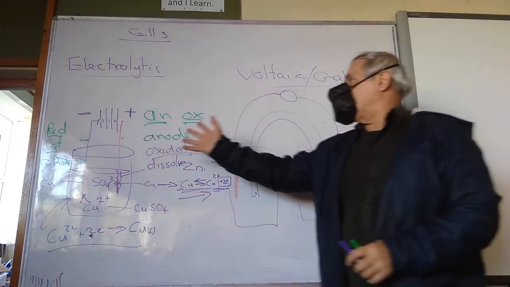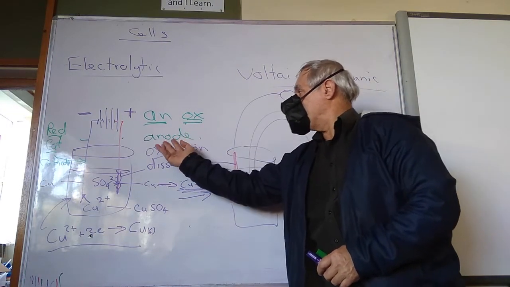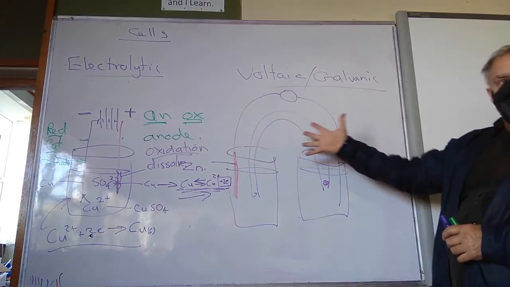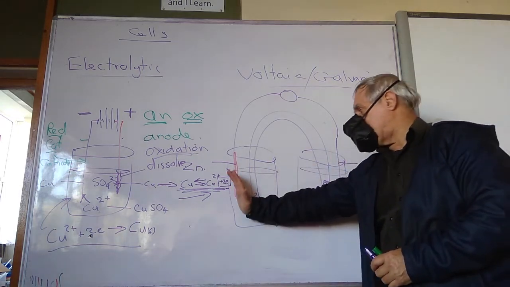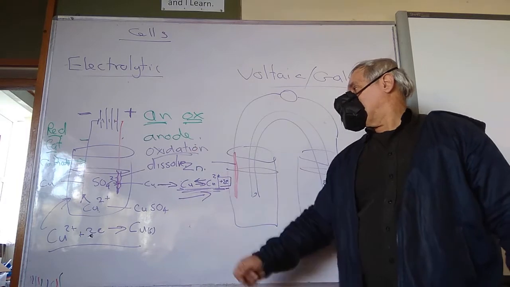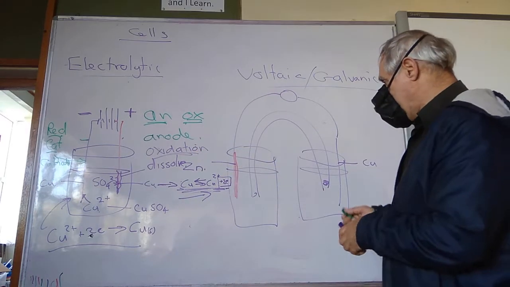And which electrode in an electrolytic cell is positive? The anode. Now we know it's the exact opposite here. So if I can identify the anode, I know that it's still going to undergo oxidation, but it's going to be the negative electrode. Okay.